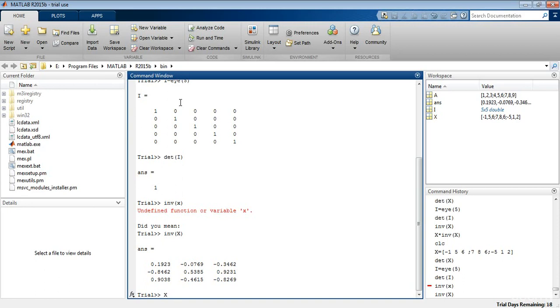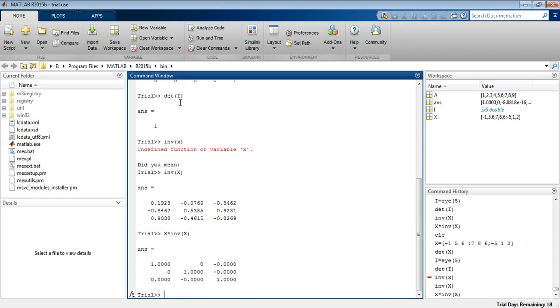If you multiply X by its inverse, you will obtain an identity matrix with the order of the original matrix.